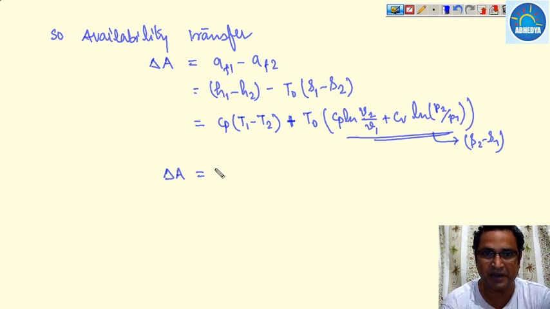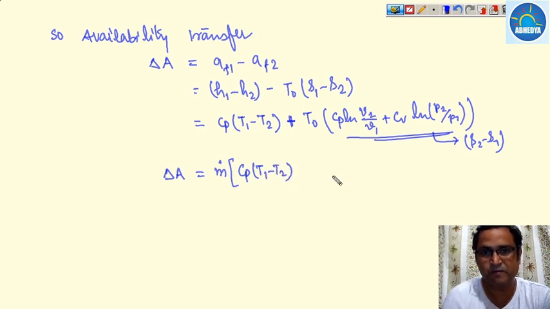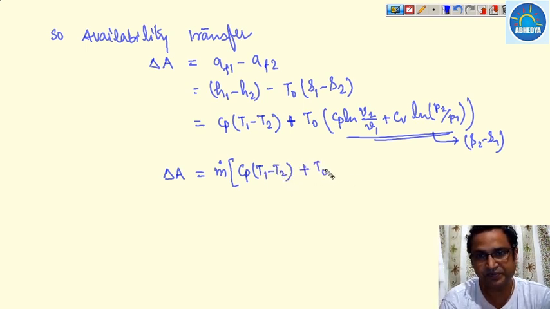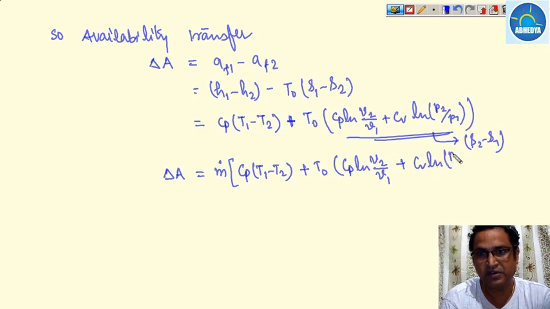So if we multiply it by the mass flow rate, we get m dot times Cp T1 minus T2 plus T0 times Cp ln V2 upon V1 plus Cv ln P2 upon P1.